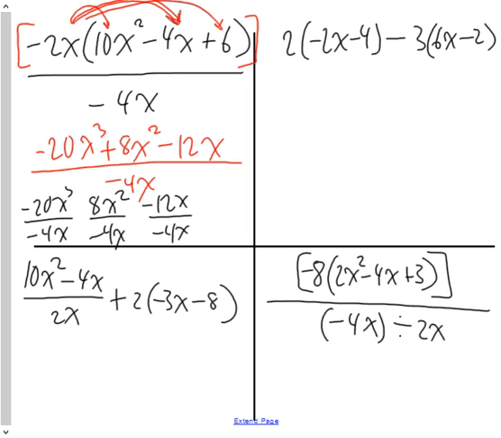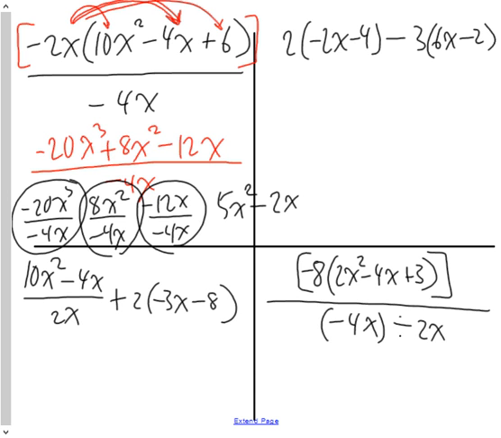When you do the first one, this becomes positive 5x squared. When you do this, you get negative 2x, and when you do this one, you get plus 3. And that is your solution to the first question.